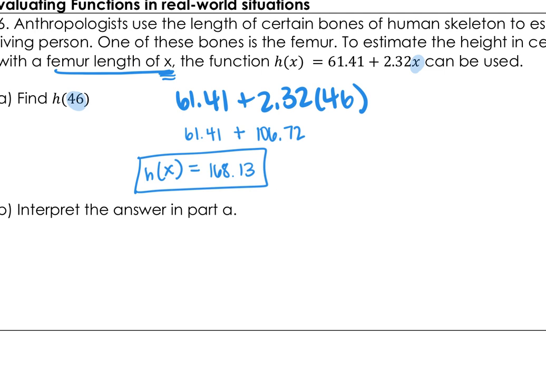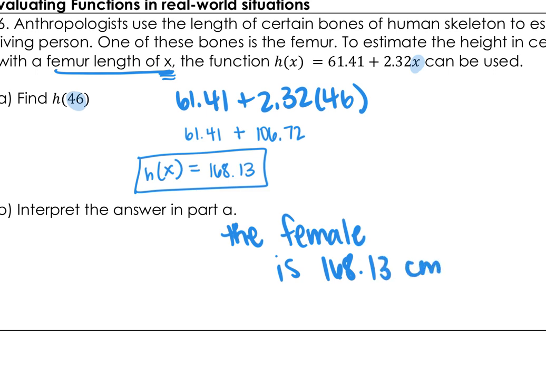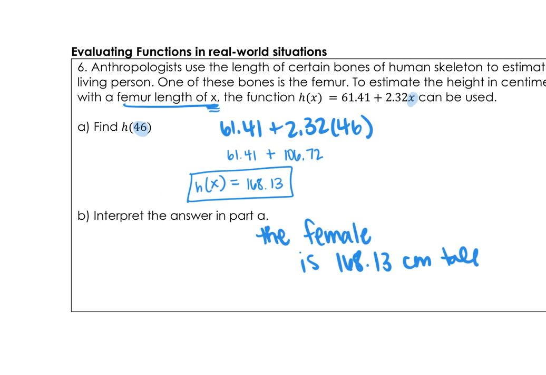I don't want to really put the estimated part. We'll just, whatever. The female is 168.13 centimeters tall. So if that female has a 46 centimeter femur, then their height is going to be 168.13 centimeters. That's what we were comparing. Femur length and how tall they were.